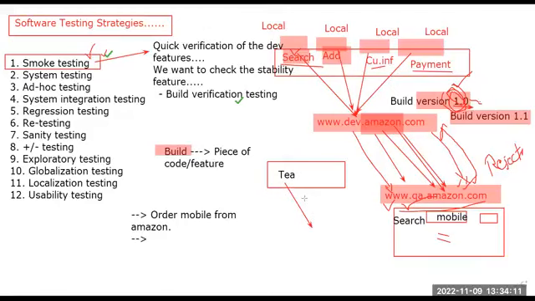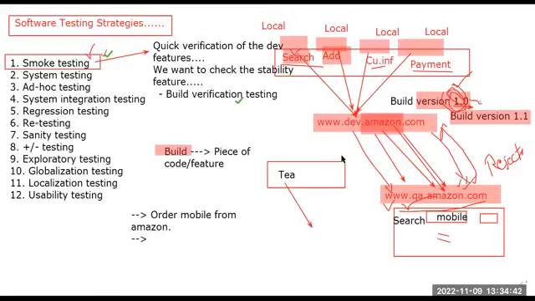Smoke testing means before we move to detailed testing, we check the basic and critical functionalities. Yes, correct. Before moving to the complete testing, quickly we need to check whether everything is working or not, whether the critical feature is working or not. Clear, everyone? Yes, sir. So that is what smoke testing is.